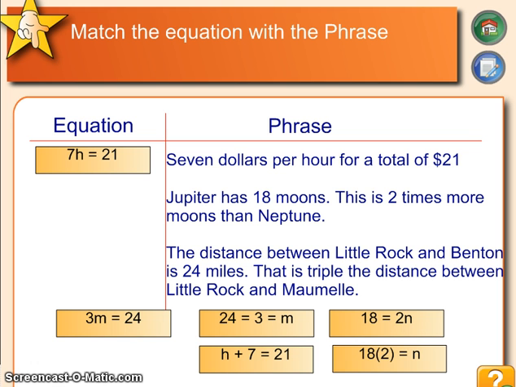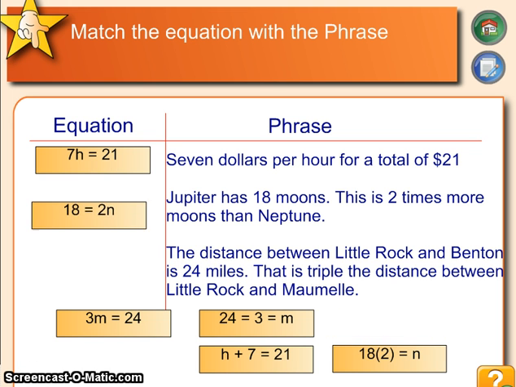Next phrase, Jupiter has 18 moons. This is 2 times more the moons than Neptune. Well, we know our answer is 18. All right, we know that the answer is found by taking 2 times more moons than Neptune. So taking a look here, this one seems to tell us that 18 is the answer from 2 times a number. So that's definitely the one we want.